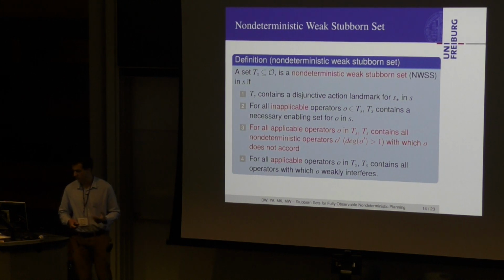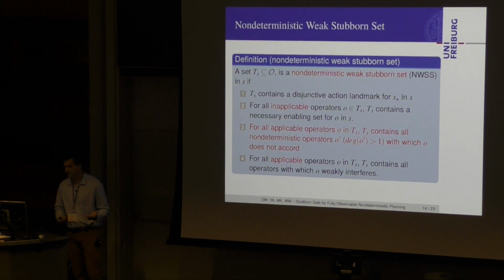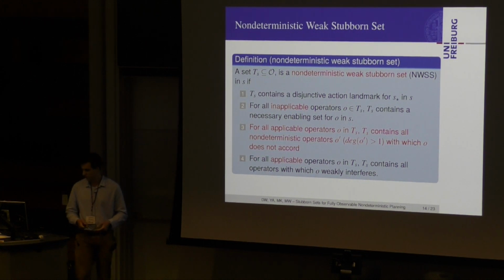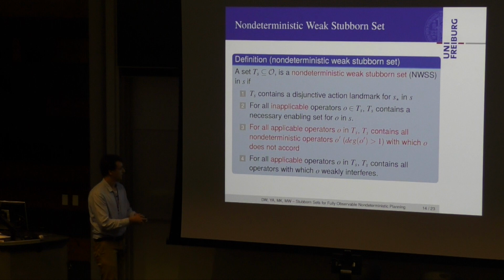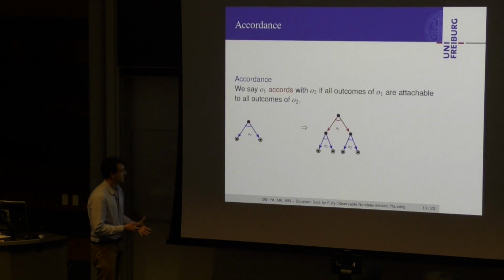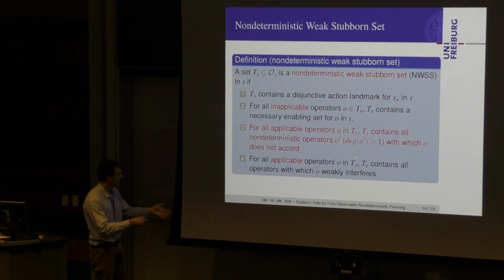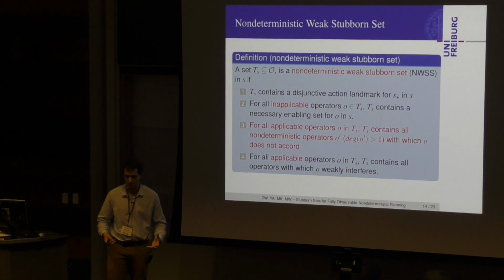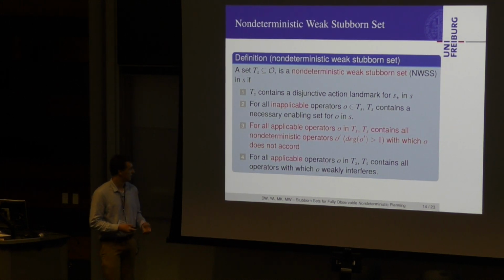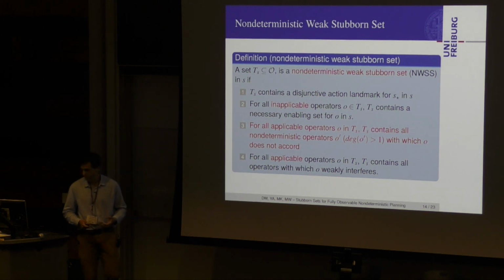Conditions 1, 2, and 4 are identical to what we have in weak stubborn sets for classical planning, but the only difference is this third rule here. This third rule only says that for all applicable operators, we need to check this situation here. If this is possible, we don't have to add the operator. If it's not, we have to add the operator into the set in order to not lose track of some possibility that can arise.